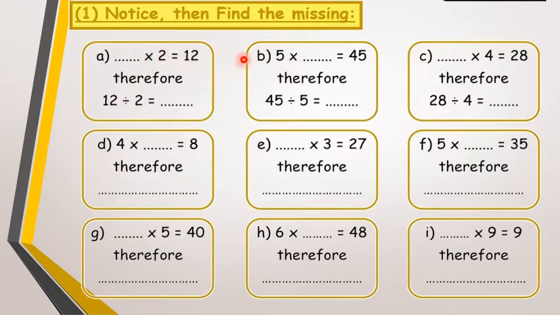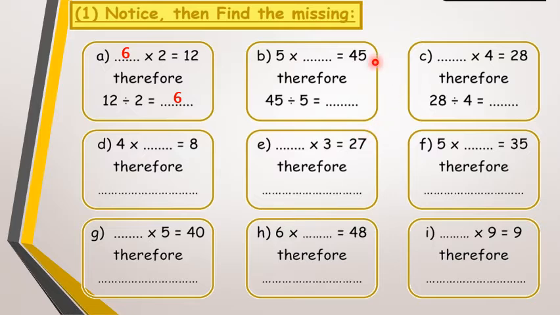Here I want to notice and find the missing factor. In this magic square, I have a number multiplied by 2 gives you 12. Therefore, 12 divided by 2 equals what? It will be the same number. You can say what multiplied by 2 gives you 12. You can search in table 2 for what gives you 12. So I know that in table 2, it will give me 6. So 6 multiplied by 2 gives you 12. Therefore, 12 divided by 2 will be 6.